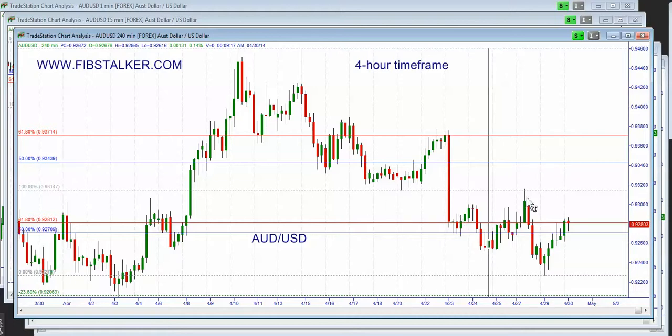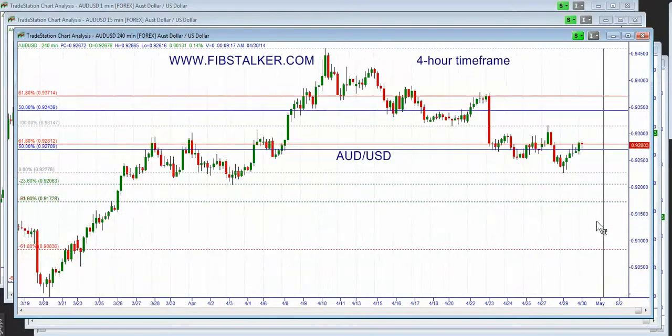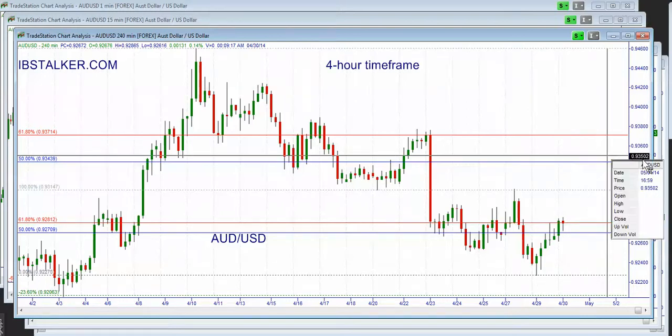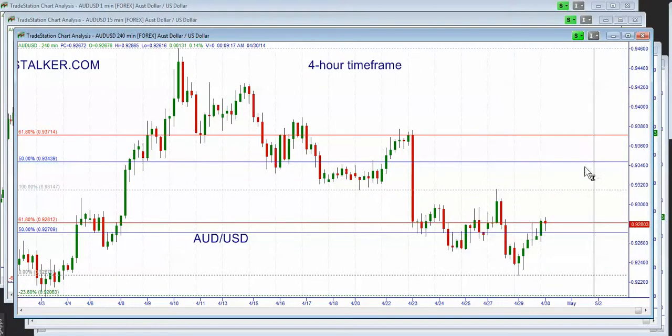93.43 area. But since the daily is short, if that happens, if we see price at this 0.9343, I'll be very interested in studying the sequence of measure move and applying the Fib Stalking technique around this area here, because this could give us another opportunity for an entry short. So be very mindful about this opportunity in the Australian versus US dollar.